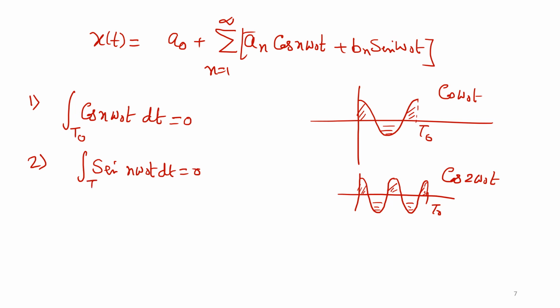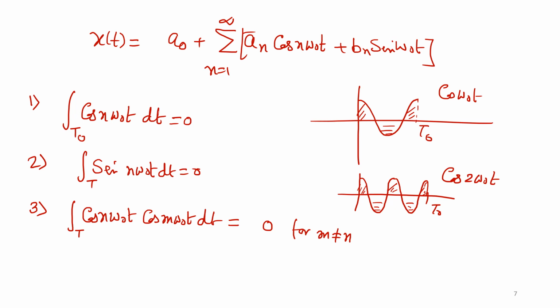For one time period. And then if I consider two cos signals, two different cos signals, so cos n omega naught t, another one is cos m omega naught t. Then if you integrate it over time period t, this will be 0 again for m not equal to n.